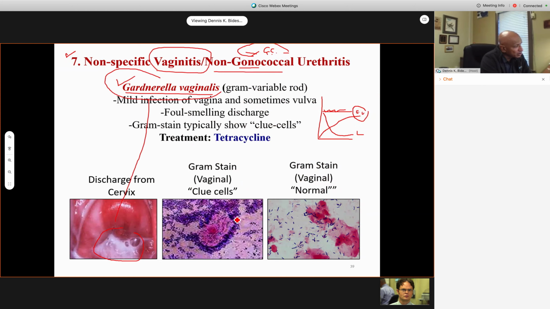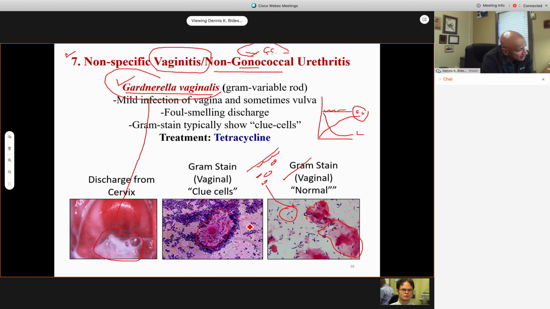Now, I want you to remember this term, a clue cell. Here's a clue cell. Let me tell you what a clue cell is. Normally, in the vaginal tract, epithelial cells are sloughed off. All right? So those cells are sloughed off, and then they're removed from the system. If you look at a typical normal gram stain of a specimen from the vaginal tract, this is what you would see. This is lactobacillus. That's a gram-positive rod. And then you see tons of epithelial cells too, but that's normal.